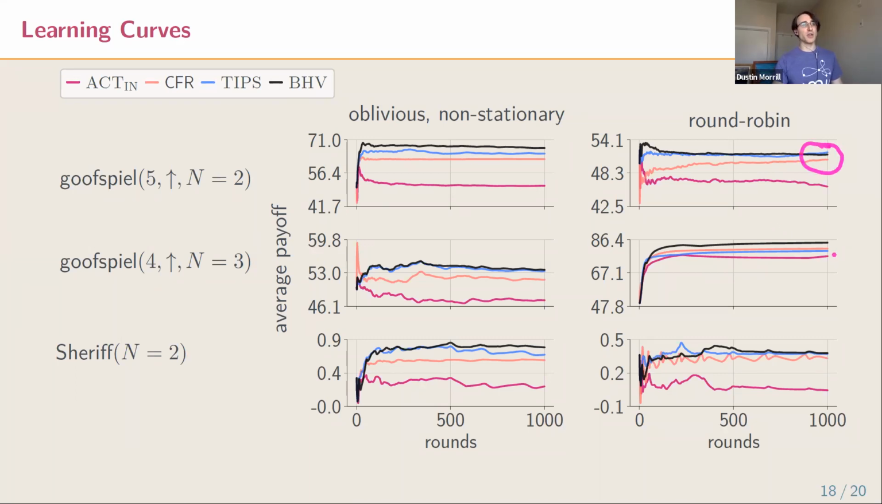There's still a gap generally between BHV and CFR. CFR actually does a little bit better than TIPS in 3-player Goofspiel, but they're quite close. And then, in Sheriff, there's a small edge between the stronger deviation types and CFR. As well, again, the ACT-IN algorithm just does quite poorly compared to the other deviation types.